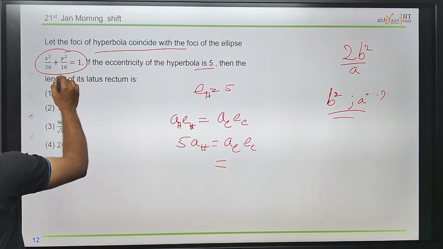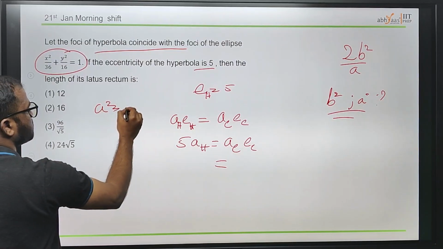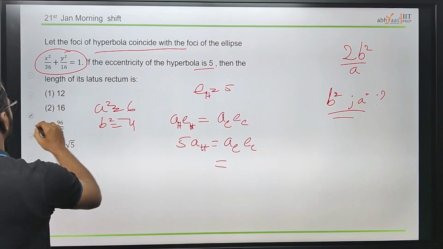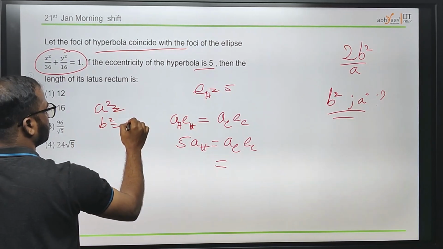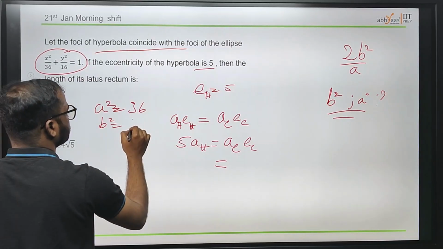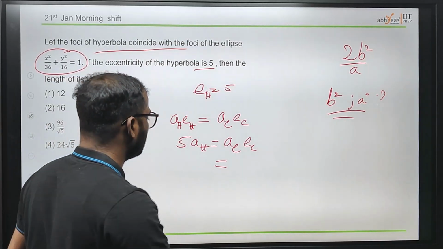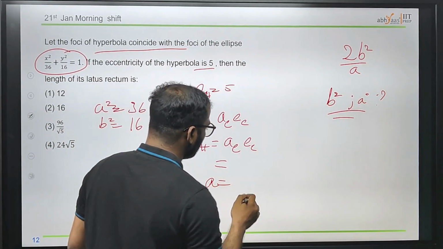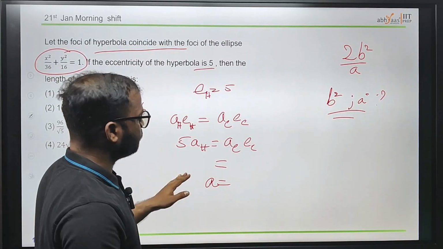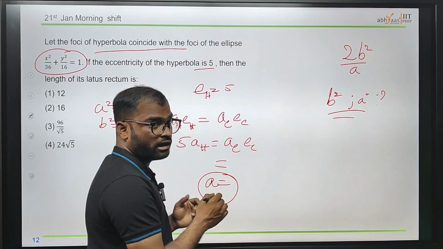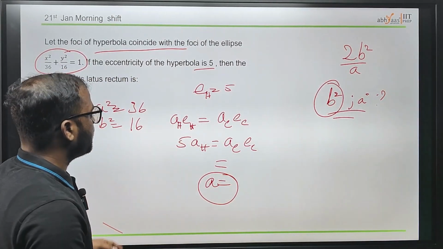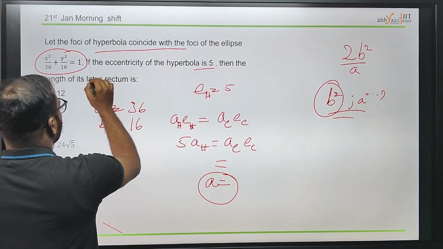See here, A square is nothing but 36 and B square is nothing but 16. From this we can easily get the A value. After that, just put this value in. After finding the A value, we need to find just B square. In order to find B square, just use the eccentricity of the hyperbola.